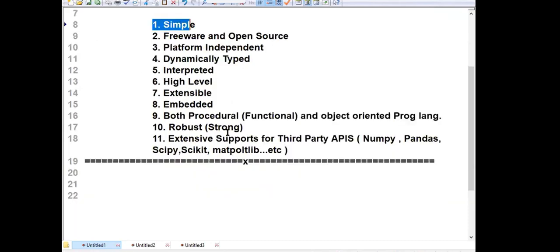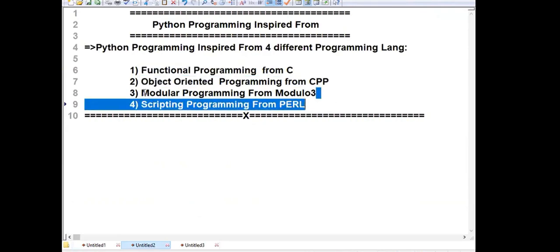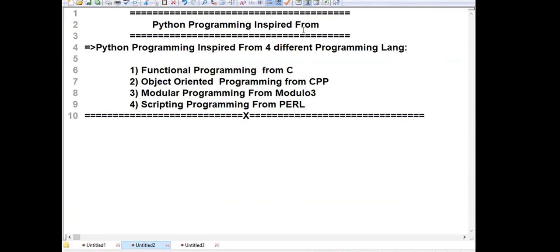And Python programming is inspired from how many programming languages? 4. Number 1, functional programming from C, object-oriented programming from C++, modular programming from Modula-3, scripting language features from Perl. Understand, students? Yes. The students who are online? Data science, Ganesh? Don't worry about data science. Data science is the next topic after this Python.